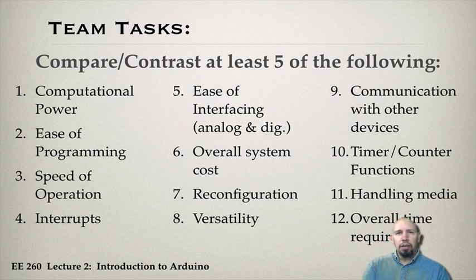Again, you'll be doing a presentation on all of this as a team, and you'll be asked to investigate these things. Notice I said at least 5 of these items, and the reason is because you have 5 members in your team. If you have 6 members in your team, consider 6 of these things. So for example, one of you would do ease of programming, one of you might do handling media, and so forth. Divide it up so that each of you has something significant to do by way of comparison.